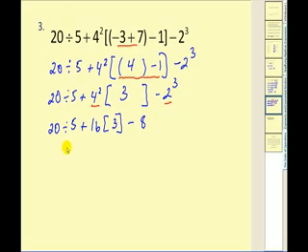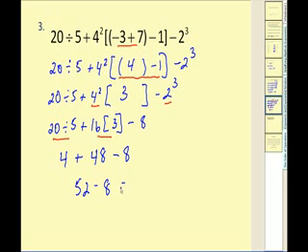Our next step is to perform multiplication and division as it occurs from left to right. So here we have some division, here we have multiplication. 20 divided by 5 would give us 4. 16 times 3 would give us 48. And the last step, add and subtract as it occurs from left to right. 4 plus 48 would be 52, minus 8 should give us 44.